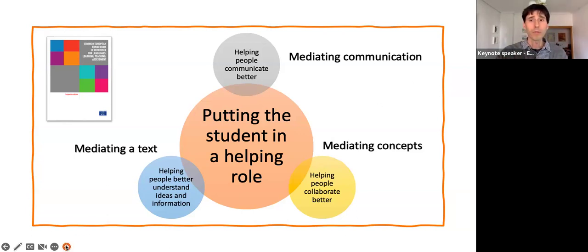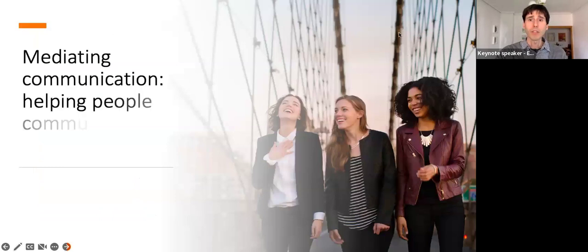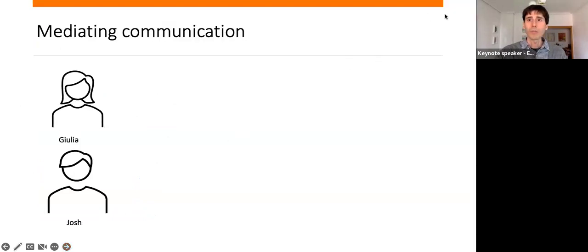So we're going to start with the first one, which is mediating communication. This type of mediation, I think, is probably closer to most people's traditional association with mediation. And to explain how it works as a classroom activity, I'm going to give you an example of a situation. So we have Julia and Josh here, and Julia and Josh are having a hard time understanding each other. They're having some kind of communication breakdown, or there's a communication barrier between them.